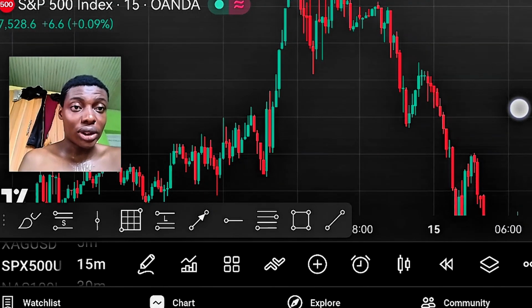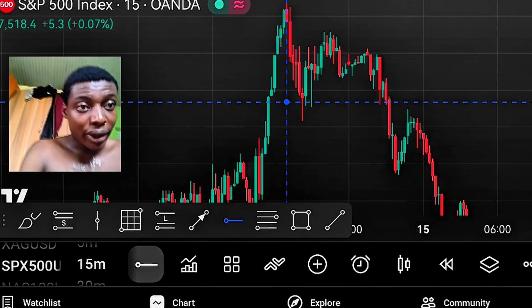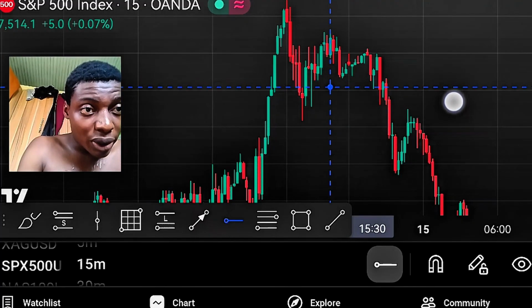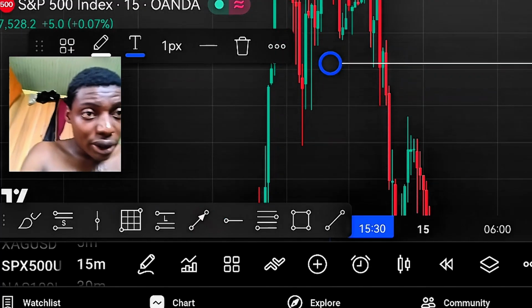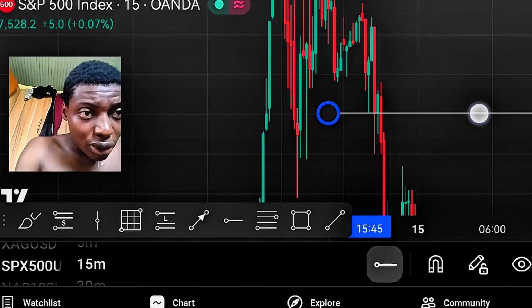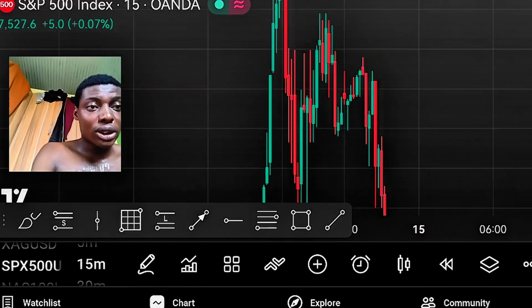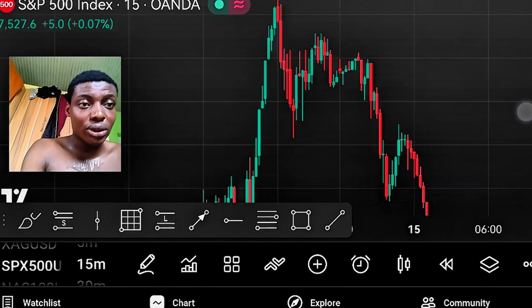You can still call this a discount of equilibrium. We had break of structure here. Was that a break of structure? Nope. That is not a break of structure.